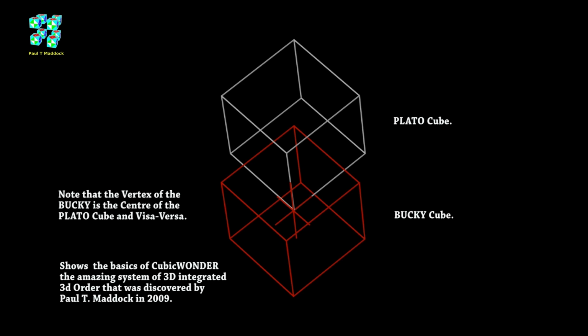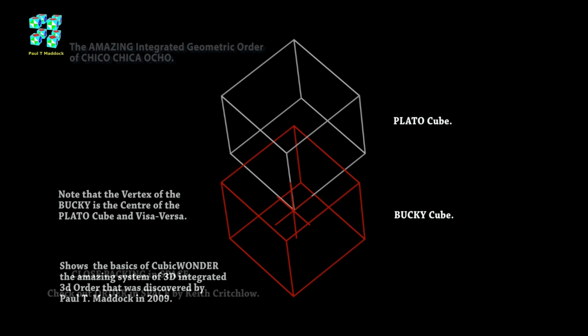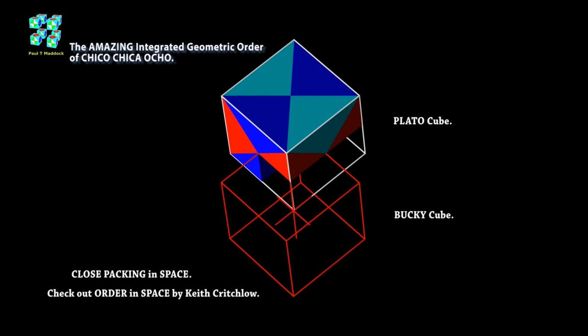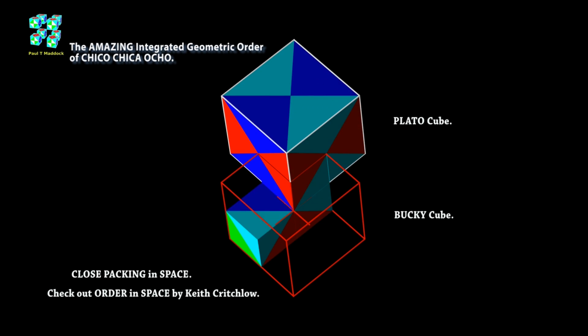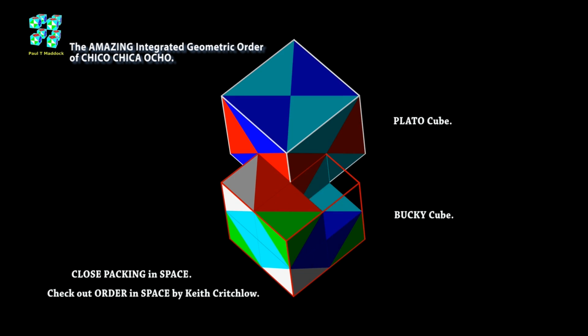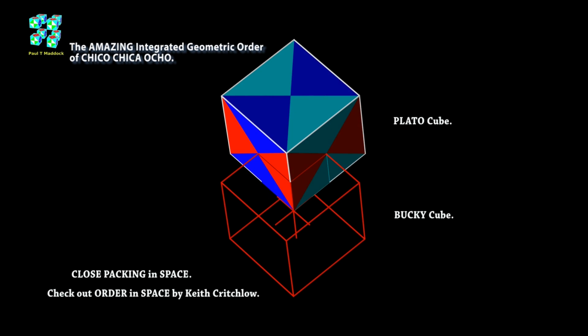Anyways, look at these two cube outlines. The vertex of the Bucky cube is the center of the Plato cube, and the Plato cube vertex is the center of the Bucky cube. I also showed that the Bucky cube and the Plato cube are both made up of 4 Chico and 4 Chica cubes. This is basically close packing in space.